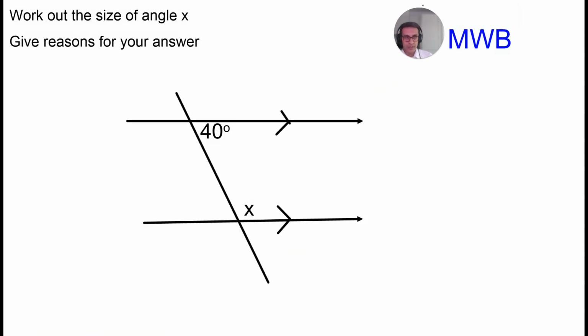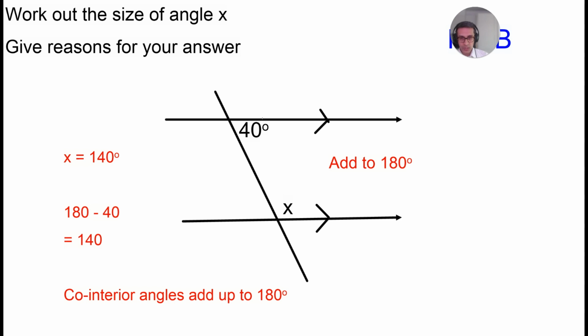Can you work out what x is here, giving reasons? Okay, so you can see that these two angles are co-interior, and that means they have to add up to 180. So you're going to do 180 minus 40, and it gives you 140 degrees.